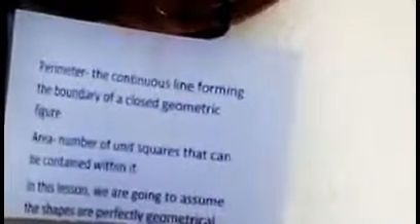Now, perimeter can be defined as a continuous line forming the boundary of a closed geometric figure. As you can see with our square here, the green rubber band is our perimeter. It is closed, there's no gaps, and it is forming a boundary line of our entire square.